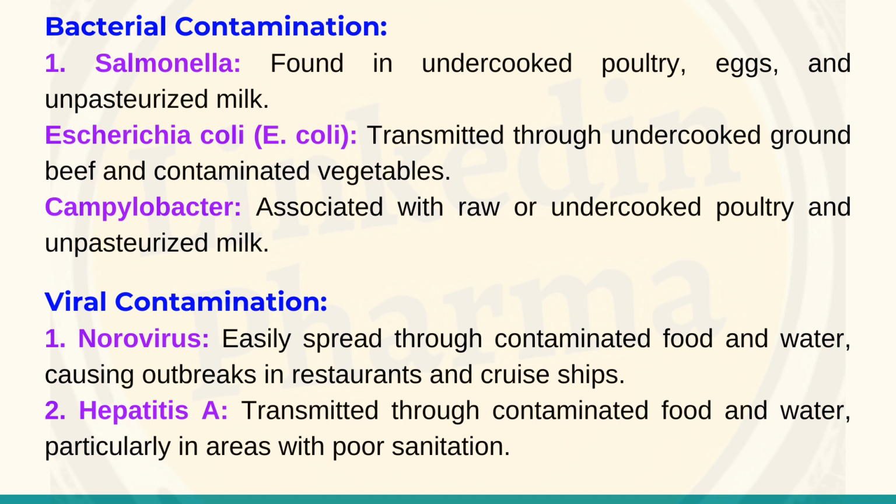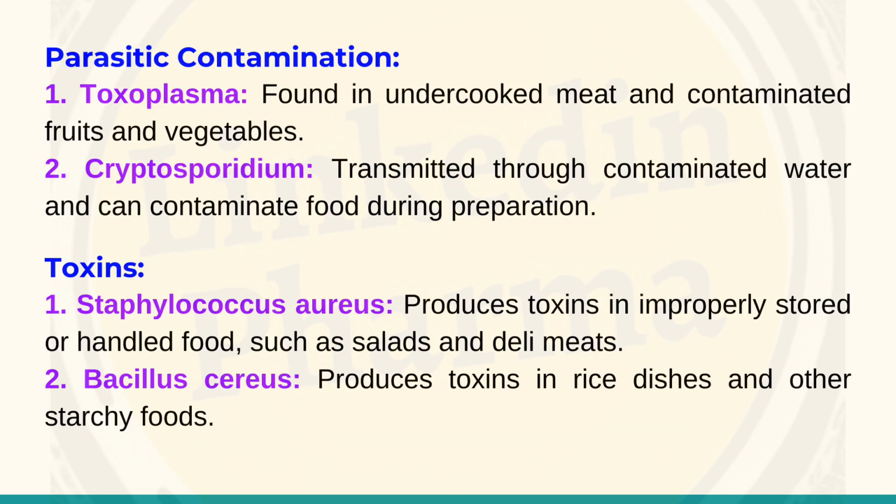Viral contamination: norovirus is easily spread through contaminated food and water, causing outbreaks in restaurants and cruise ships. Hepatitis A is transmitted through contaminated food and water, particularly in areas with poor sanitation. Parasitic contamination: Toxoplasma is found in undercooked meat and contaminated fruits and vegetables. Cryptosporidium is transmitted through contaminated water and can contaminate food during preparation.